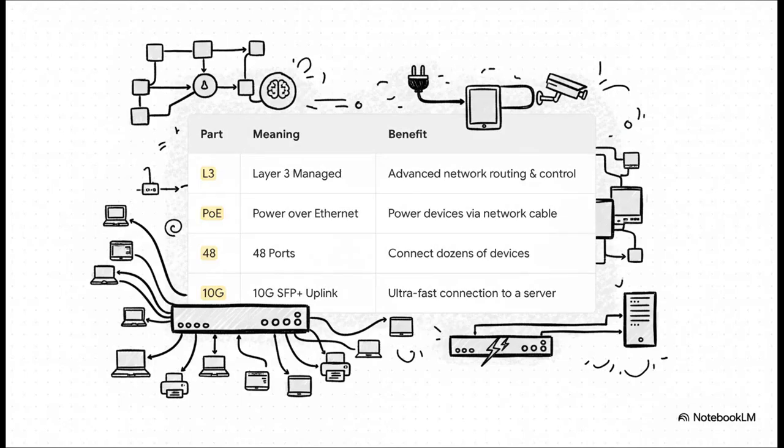All right, let's go back to that intimidating product name from the beginning. Take another look at it now. L3? That tells us it's a high-end Layer 3 managed switch, which gives you that super advanced control we talked about. PoE? Yup, it's got Power over Ethernet. 48? That's easy. It has 48 ports, so you can connect dozens of devices. And 10G? That means it has an incredibly fast 10 gigabit uplink, which is perfect for connecting to a main server. See? Once you know the code, the name tells you the entire story. It's not so scary anymore, is it?